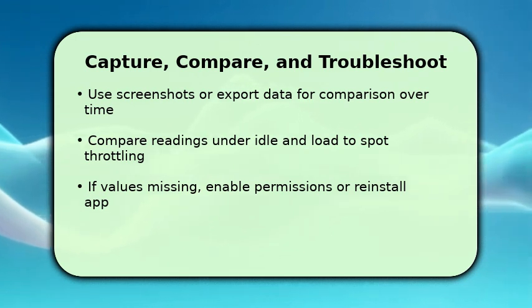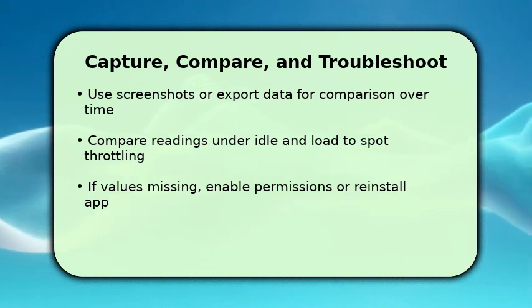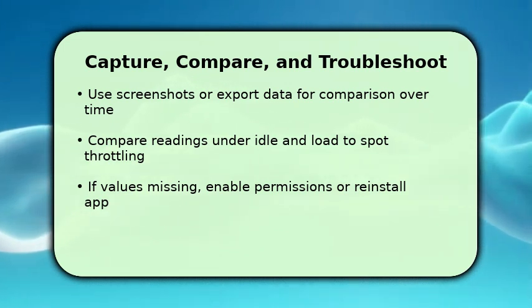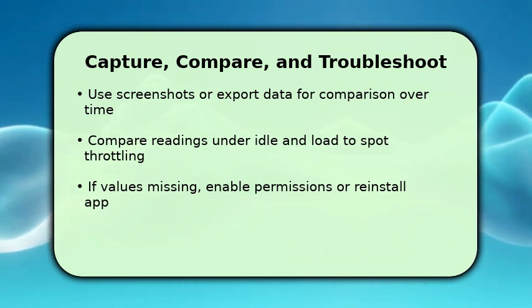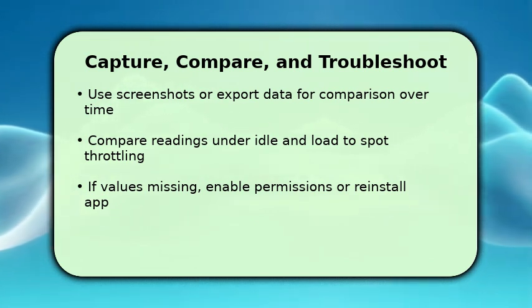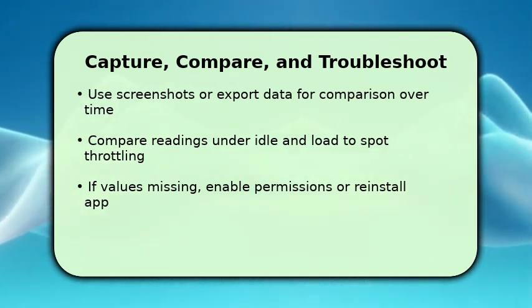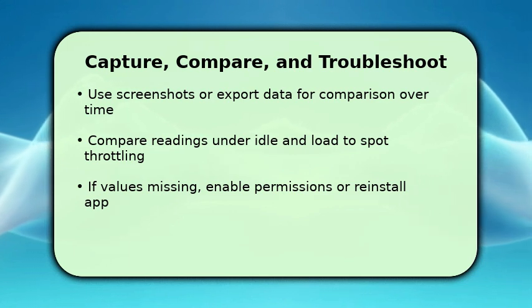If readings are inconsistent or missing, first confirm permissions, then restart the phone and relaunch the app. If problems persist, reinstall the app or clear its cache. This resolves most sensor access issues and restores accurate reporting.